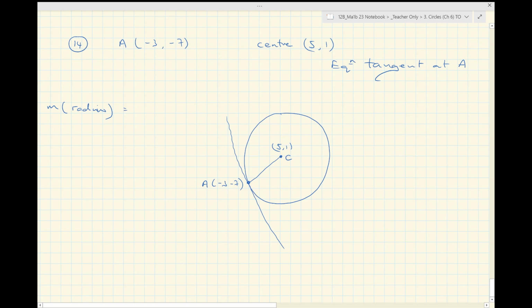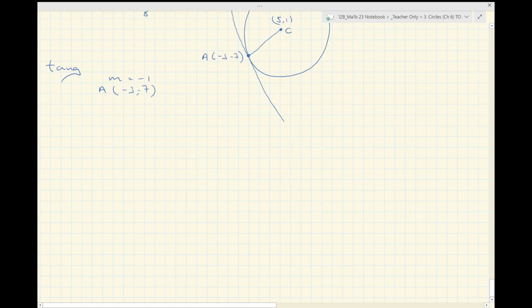So it's going to be the difference in the y coordinates. So let's do 1 minus 7 over 5 minus 3, which is -8 over 8, which is -1. So that means that my tangent will have a gradient of 1, and my tangent, of course, goes through the point A, doesn't it, which is -3, -7.